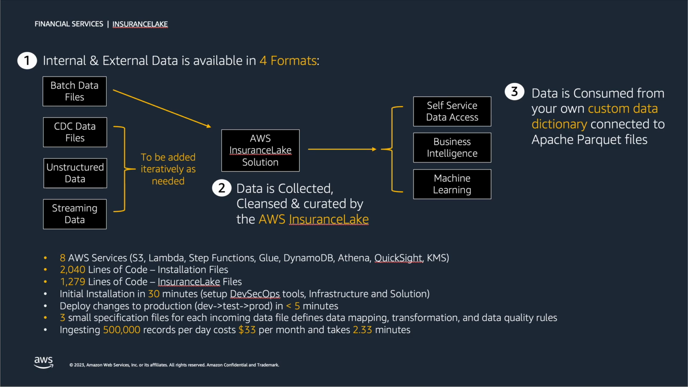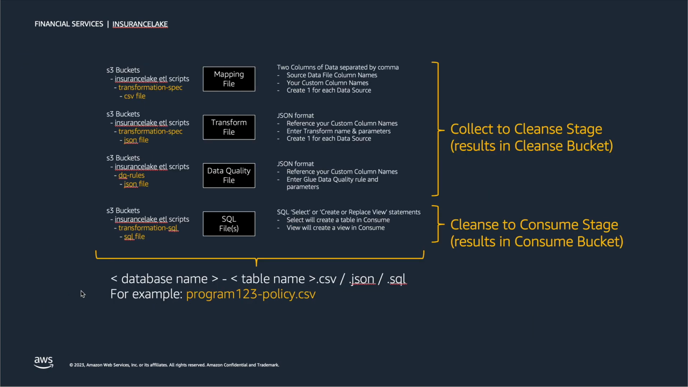So what about those spec files? So on the top here on the left, we have a mapping file. It's a CSV file. Then we have a transform file. It's a JSON file. Data quality file, another JSON formatted file. And lastly, some SQL files. So the mapping file, it's nothing more than two columns of data separated by a comma. The first one is your source data file column names. The second one is your custom column names. That's your data dictionary. You define it. That's your standardized set of data columns. You create a mapping file for every incoming data file type.